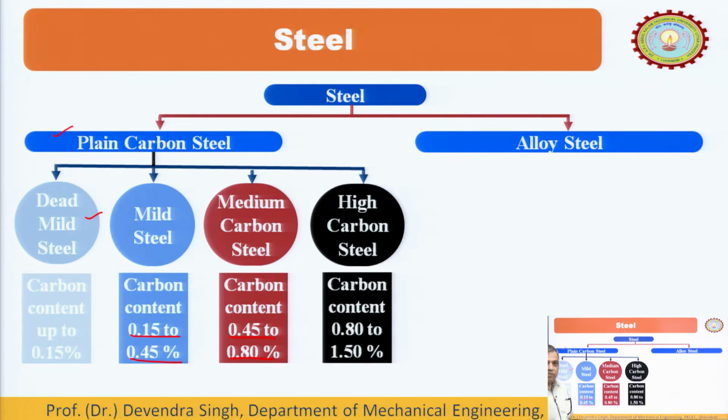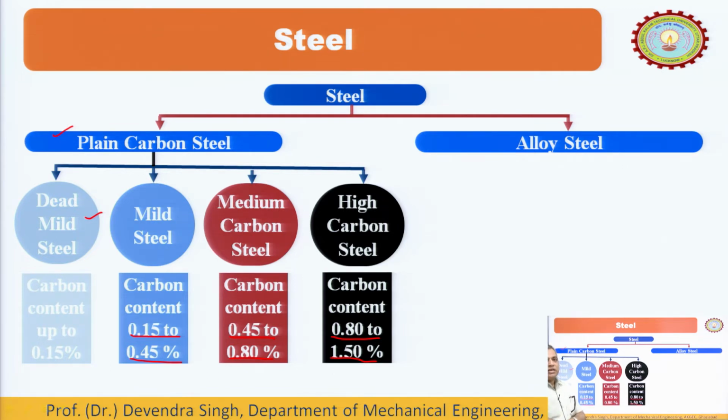And high carbon steel, where the carbon content is from 0.80 to 1.5%. And if beyond 1.5%, then this iron and carbon mixture is called cast iron. Right. So, steel is simply the alloy of carbon and iron. In plain carbon steel, there is no significant additional element other than manganese added. So, these are the plain carbon steels.